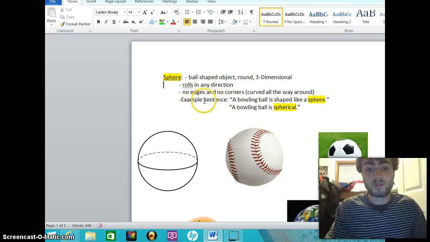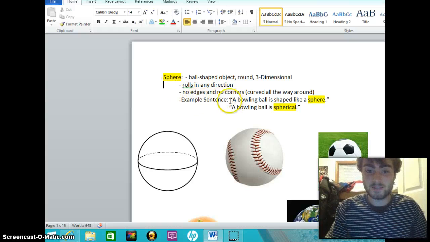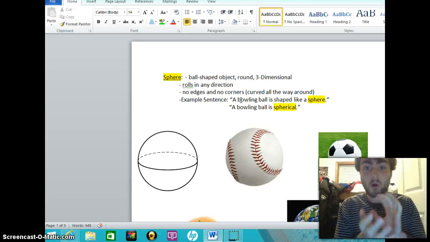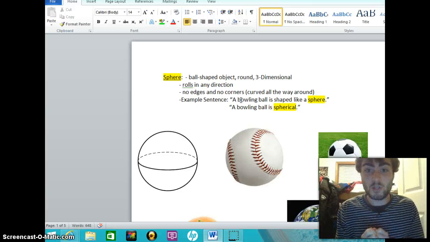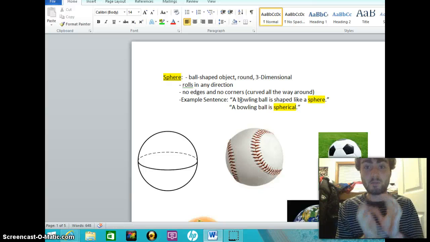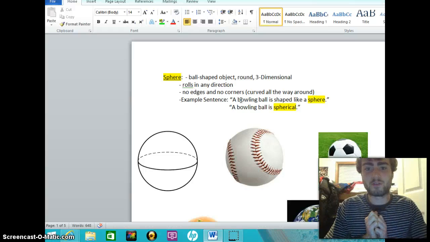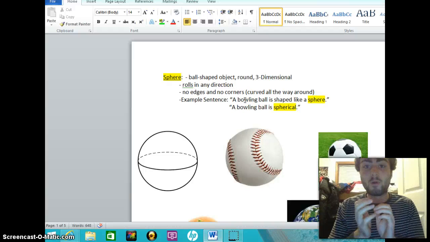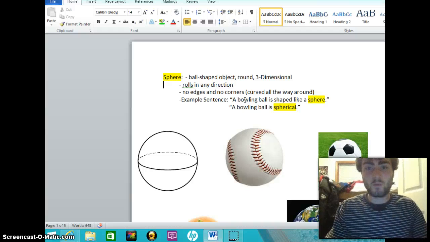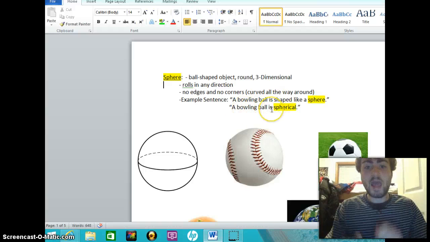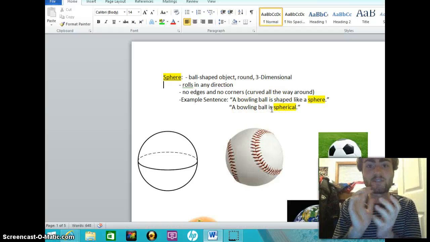Here's how you would use the word in a sentence. A bowling ball is shaped like a sphere. Or you could say, a bowling ball is spherical. Repeat both of those with me, please. 1, 2, 3. A bowling ball is shaped like a sphere. 1, 2, 3. A bowling ball is spherical.